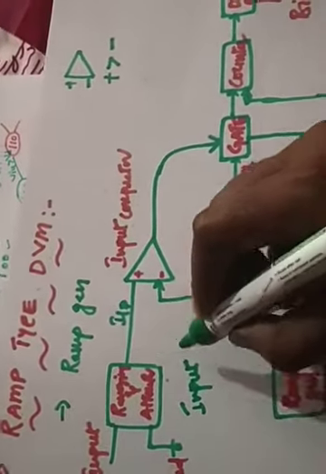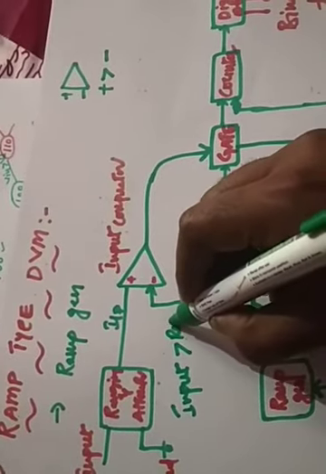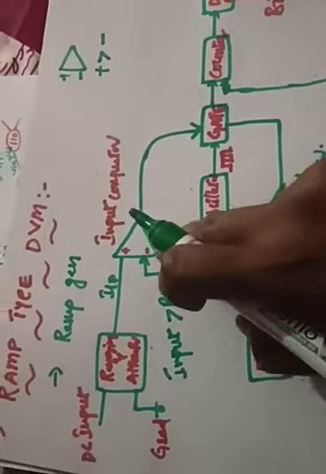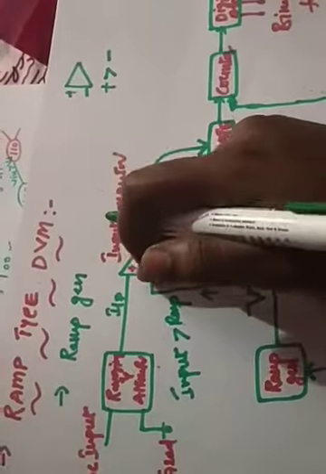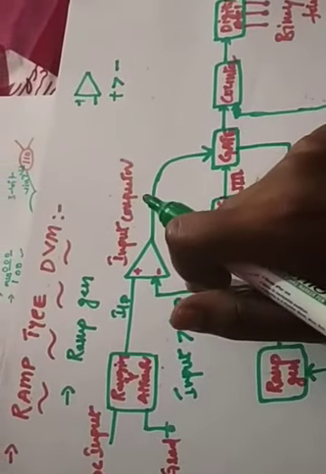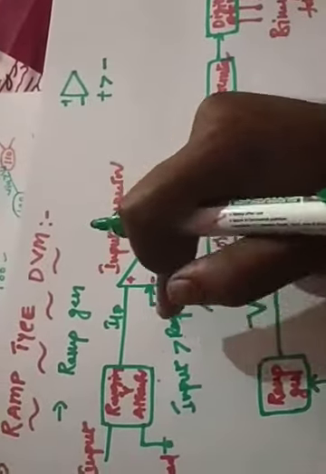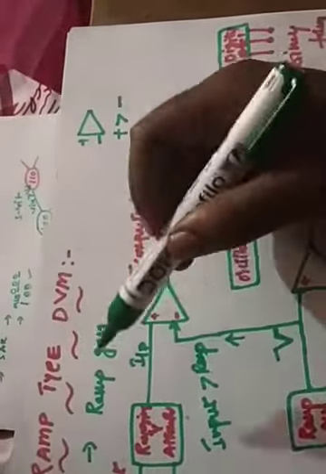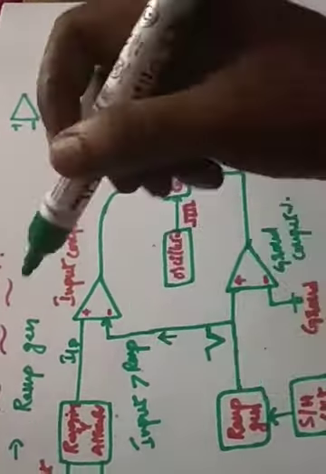So the input must be greater than the ramp, right? Then only this comparator will work. Always the positive signal must be greater than the negative signal, then only the input comparator will work. I'll explain with the graph, no doubt, but just assume that if the input signal is greater than the ramp signal, then this comparator will send a signal.